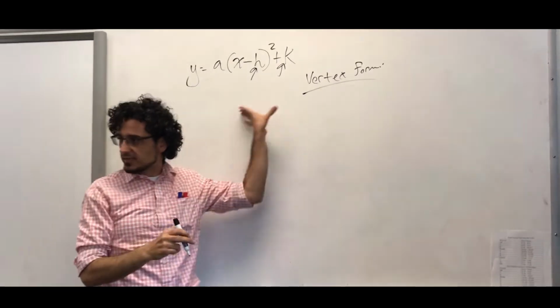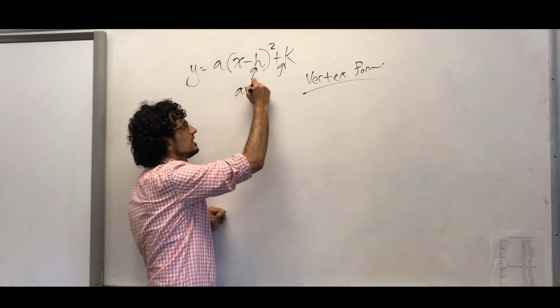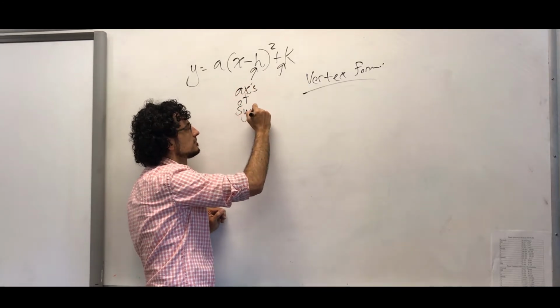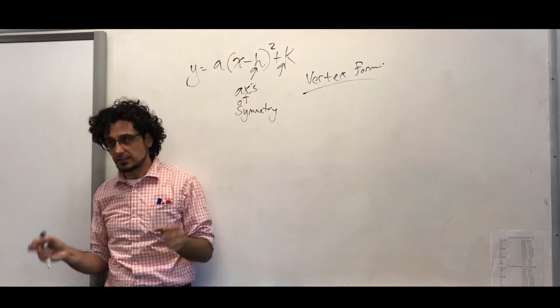The h, did everybody write this down? Did we write down this equation? Cool. So the h is representative of my axis of symmetry. All right, cool. So we have the axis of symmetry. Everybody good on that?